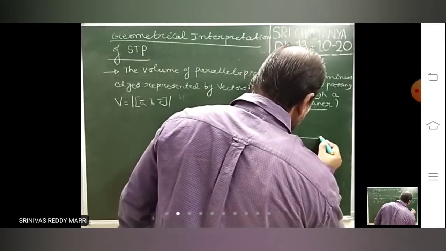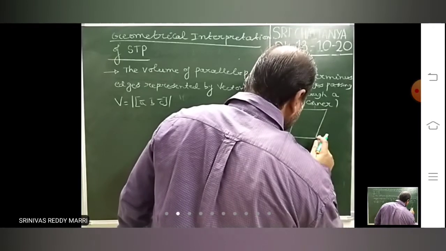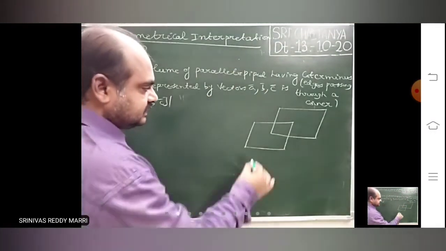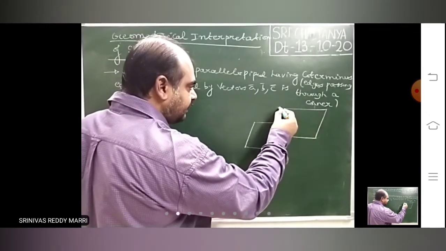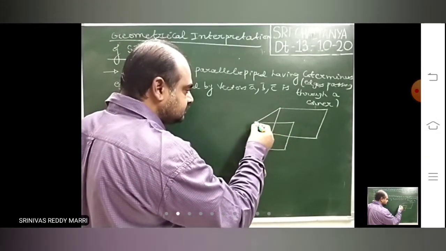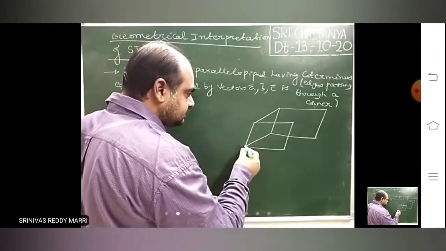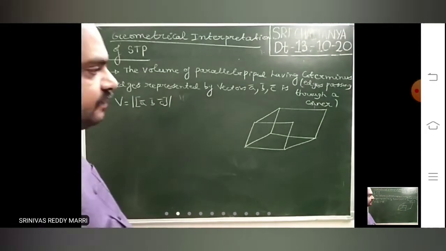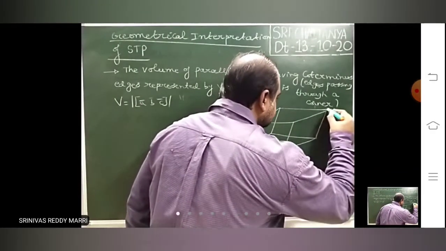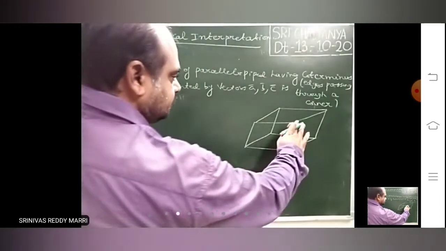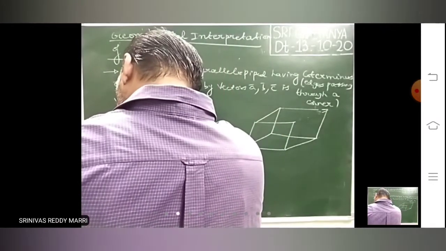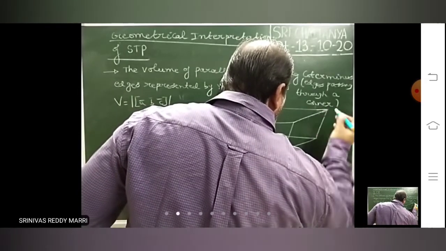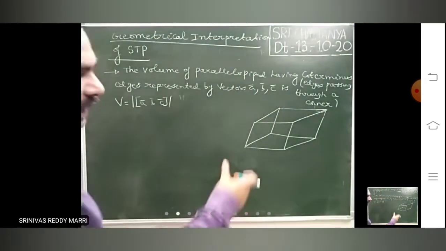Look at how I am drawing. Whenever you are drawing a cube or parallelopiped or cuboid, you draw like this. So this is one parallelogram, this is one parallelogram. You join this, join this, join this. So this is called a parallelopiped.